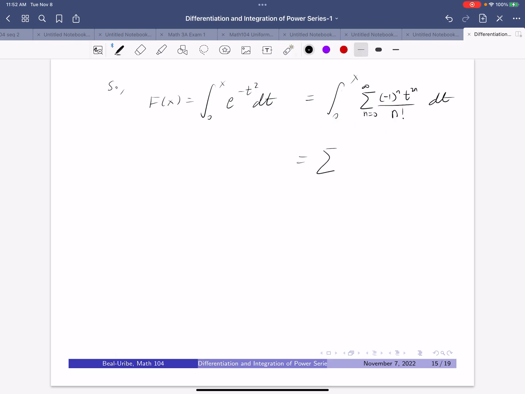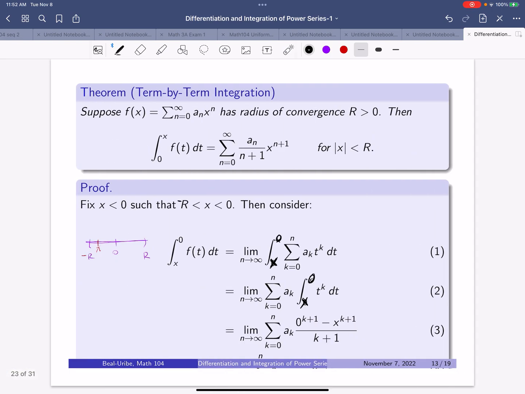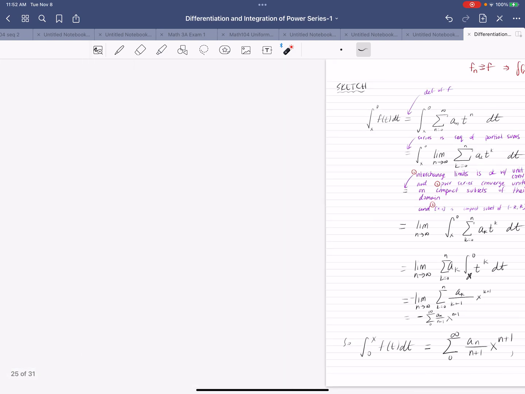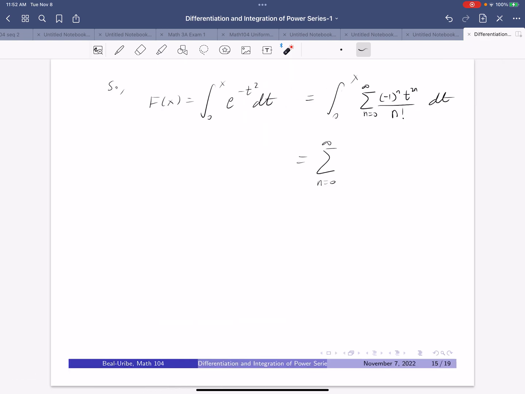So that's going to be, let me double check, because sometimes you need to check to see if your index changes. So if I'm integrating, and I start off with 0, I'm also going to start off with 0 here. So it'll be from 0 to infinity, and I'll have the integral from 0 to x of negative 1 to the n, t to the 2n over n factorial dt.